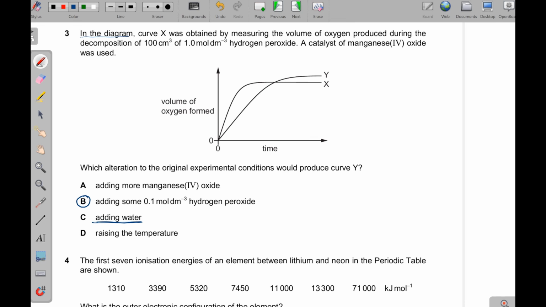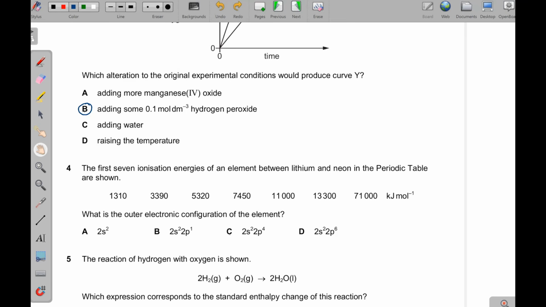When you add water, of course you are reducing the concentration of hydrogen peroxide. Raising the temperature, it will just increase the rate of the chemical reaction. You see? Then question number 4.